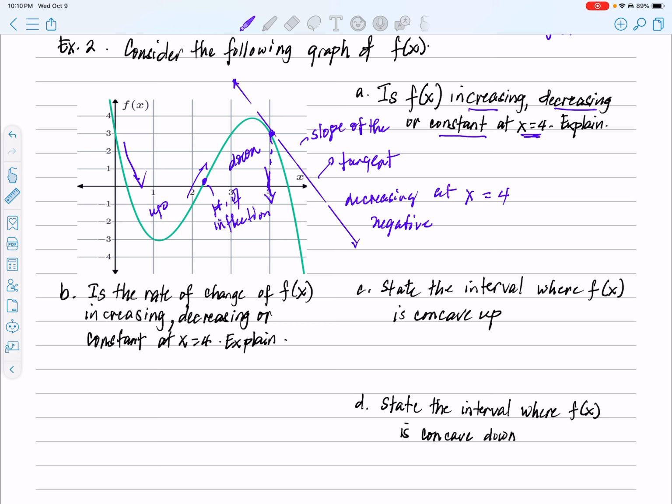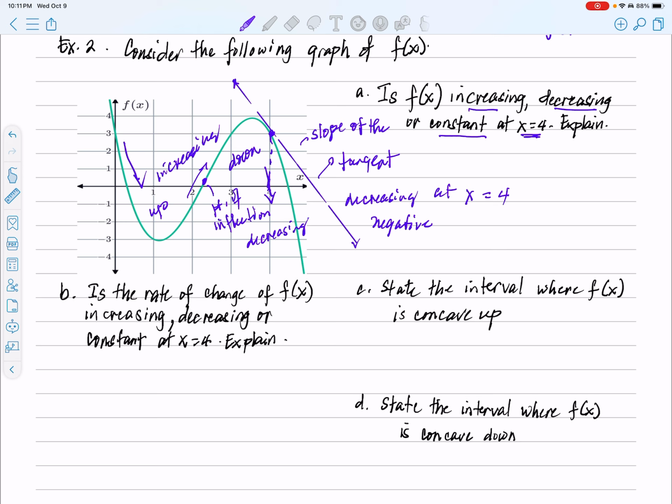So recall that concavity of a function tells us whether the rate of change is increasing or decreasing. So if it's concave up, this is increasing, right? When it's concave down, this is decreasing. So a function is concave up on the intervals where the rate of change is increasing, and the rate of change is decreasing in this interval right here.